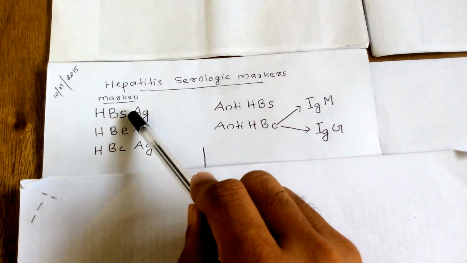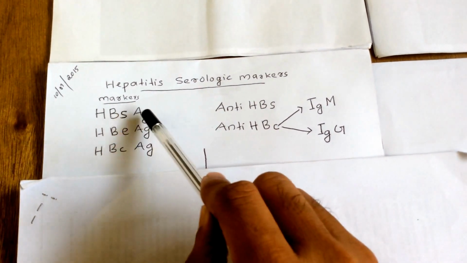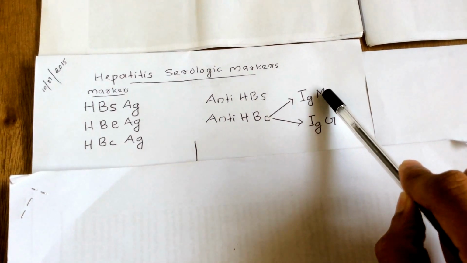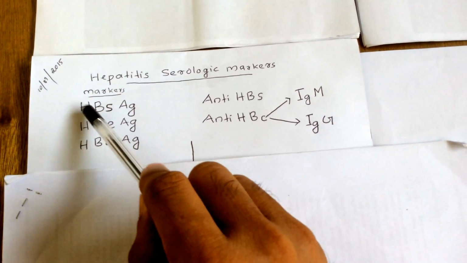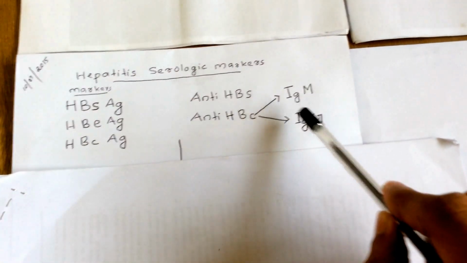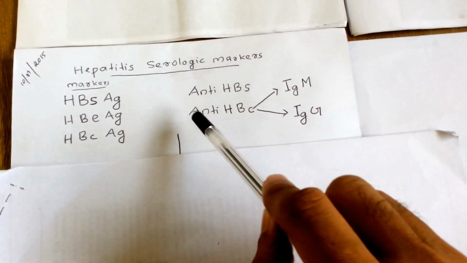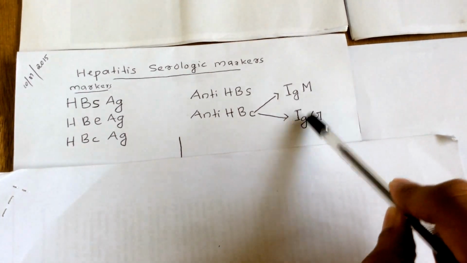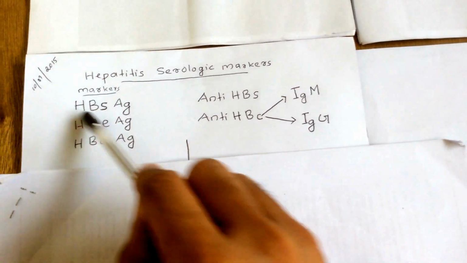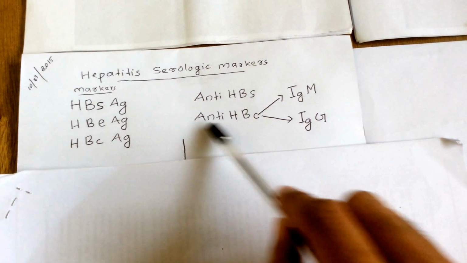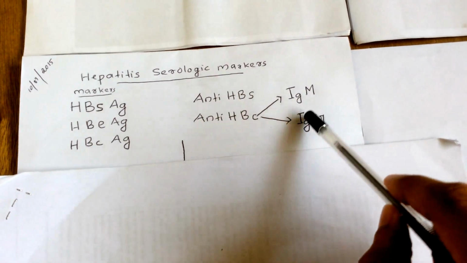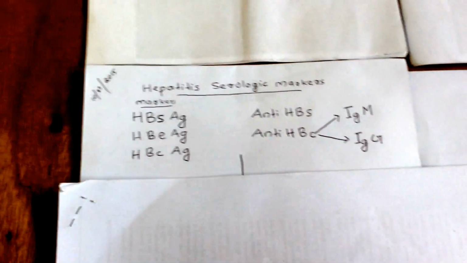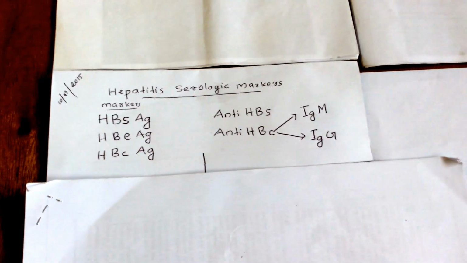Suppose HBsAg is present and IgM is present, it means it is an acute infection. And suppose HBsAg plus anti-HBc IgG is present, it means chronic infection. So HBsAg represents there is an infection, and IgM or IgG determines the chronicity or acuteness of the infection. Next we can go through some cases of hepatitis laboratory findings.